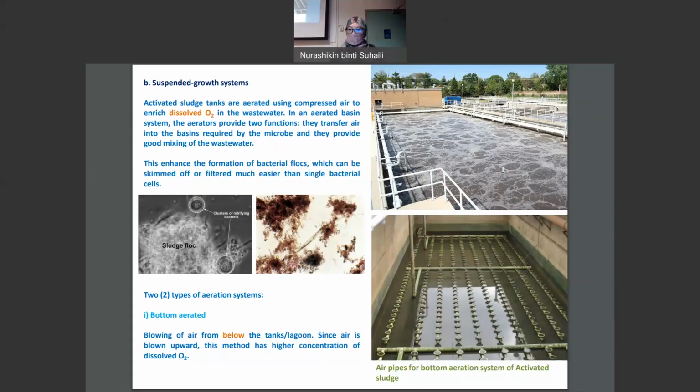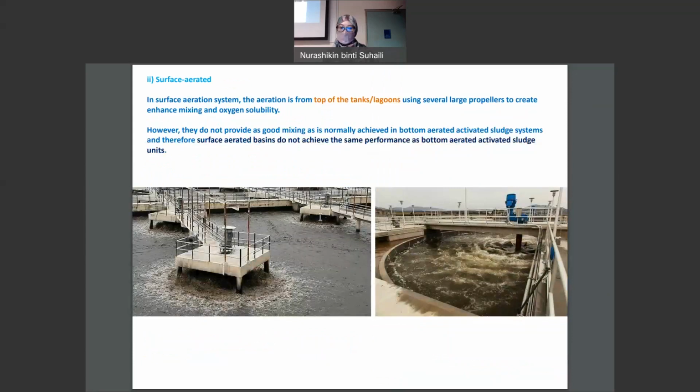Okay. And in terms of the aeration system, there are two types of aeration system for this suspended growth system. It can be bottom aerated, meaning the air comes from the bottom of this tank, and it can also be surface aerated, meaning the air is provided to the surface and goes down to the bottom. Okay.